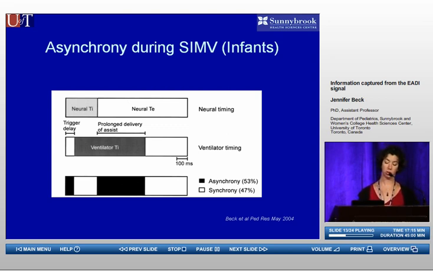So I would like to just caution you, when you see a mode of ventilation that's called synchronized intermittent mandatory ventilation, that the synchronized part may not be valid. Okay? I don't know why these modes can be called synchronized when they haven't evaluated the synchrony. So it's kind of a paradox.